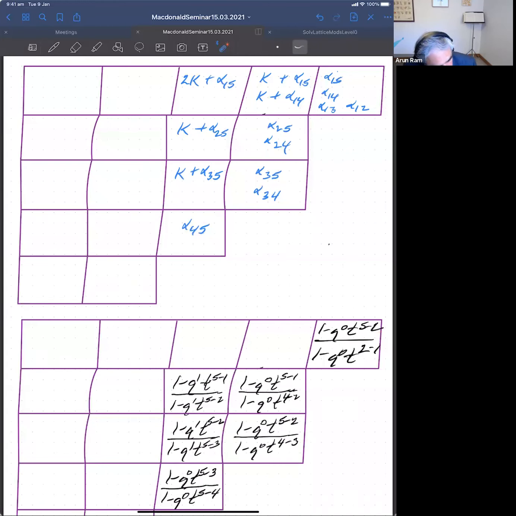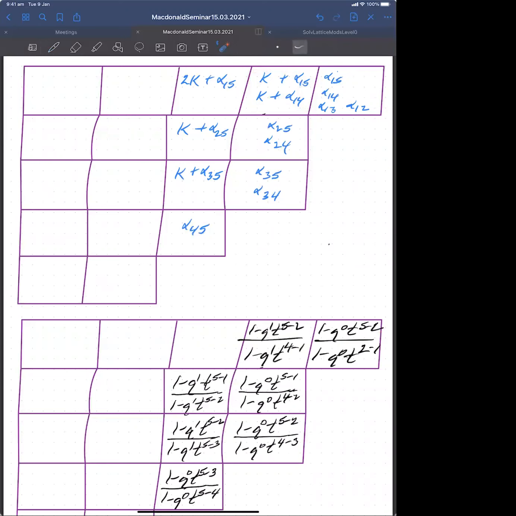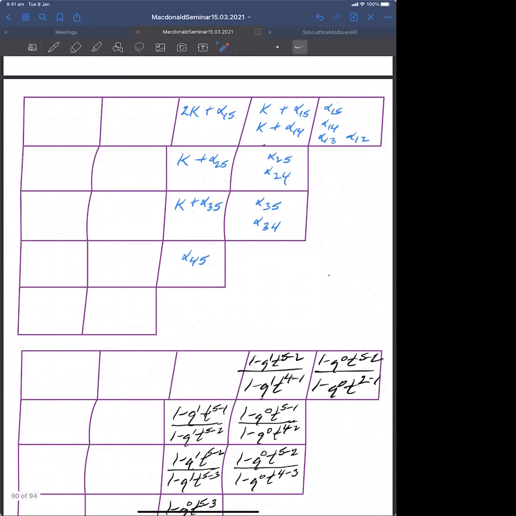And we can do the next one as well. So this box is going to give me a factor of (1 - q^1 t^(5-2)) divided by (1 - q^1 t^(4-1)). Sorry, Arun, I think the numerator is wrong, because otherwise this will cancel. I think it's t to the 6 minus 1. If you go up to your example that you just computed, it's not 5 minus 2, because otherwise these two will cancel out.